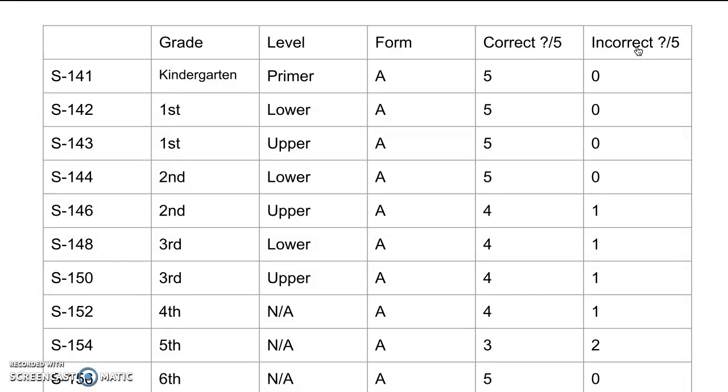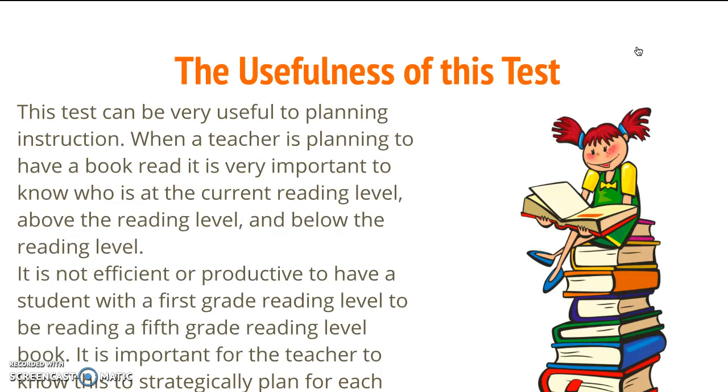So on the far left, you can see what test it is, as in S141, S142, and so on. Their grade level, so kindergarten through 7th, their level, which can be primer, lower, or upper, the form, and then the correct questions they got on the test and incorrect questions they got on the test, which is out of 5. This test can be very useful to planning instruction.